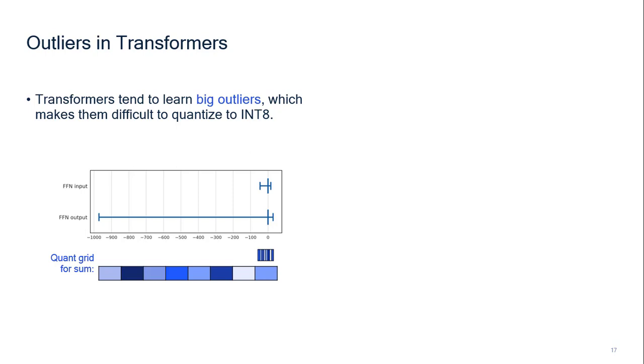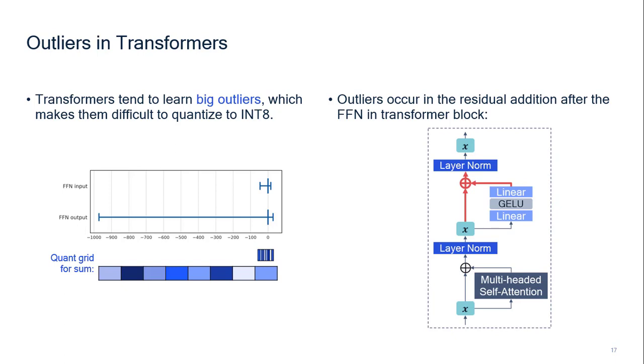These outliers mostly occur in the residual addition after the FFN block, within a transformer block, marked in red in the picture on the right. So that's this thing over here. That's where we see most of the outliers.